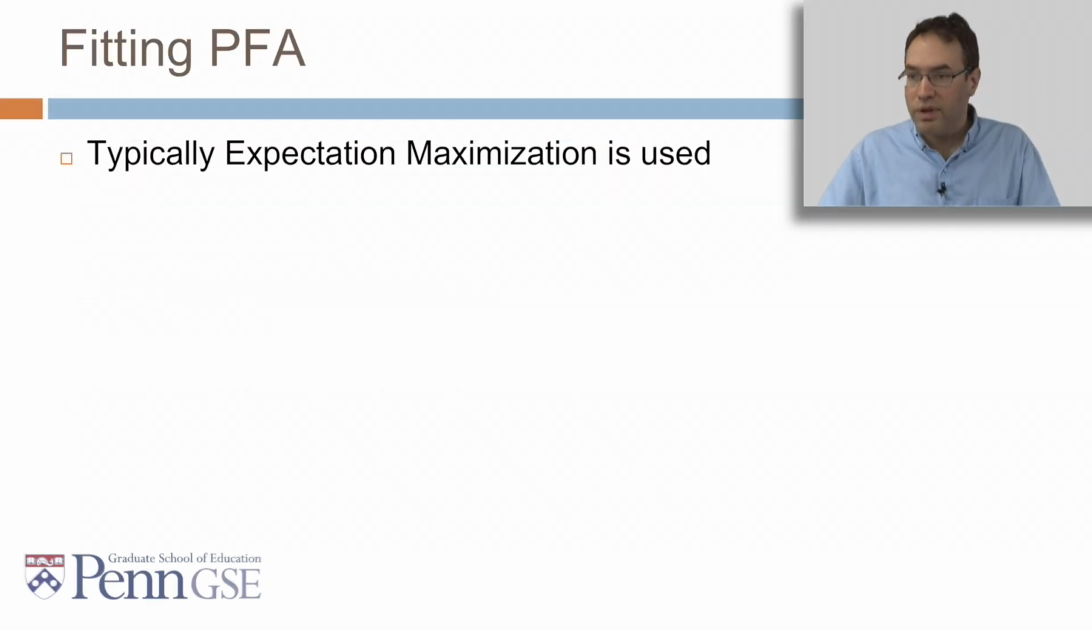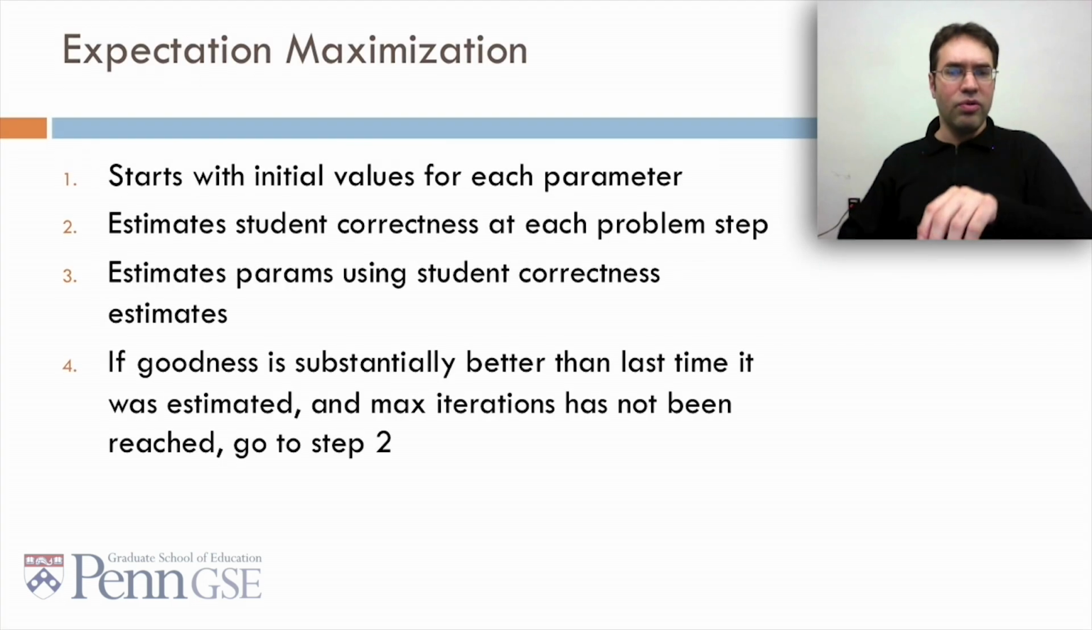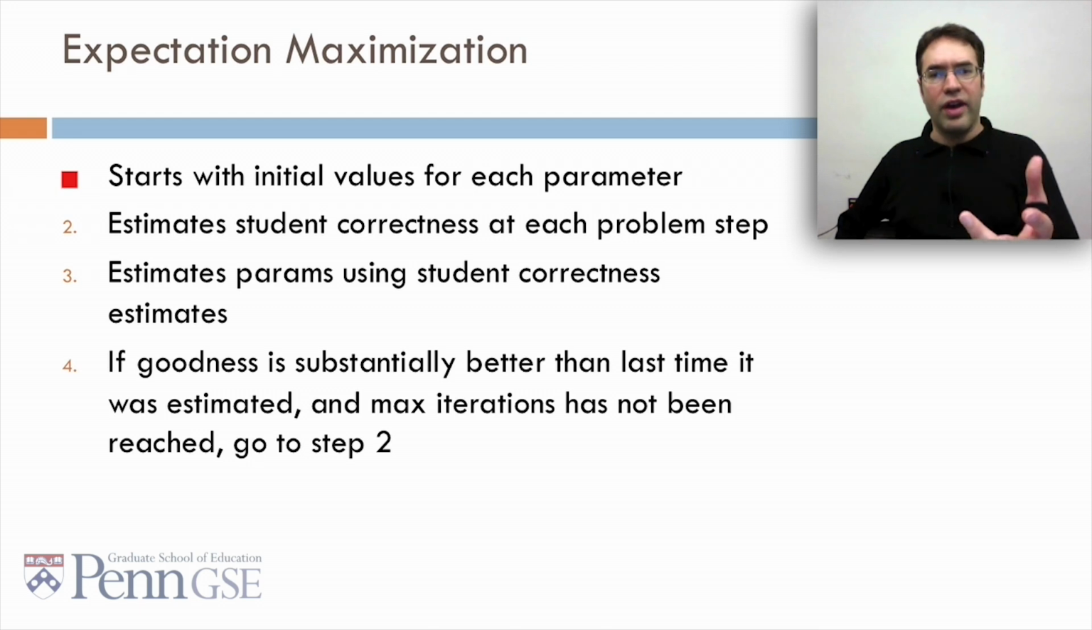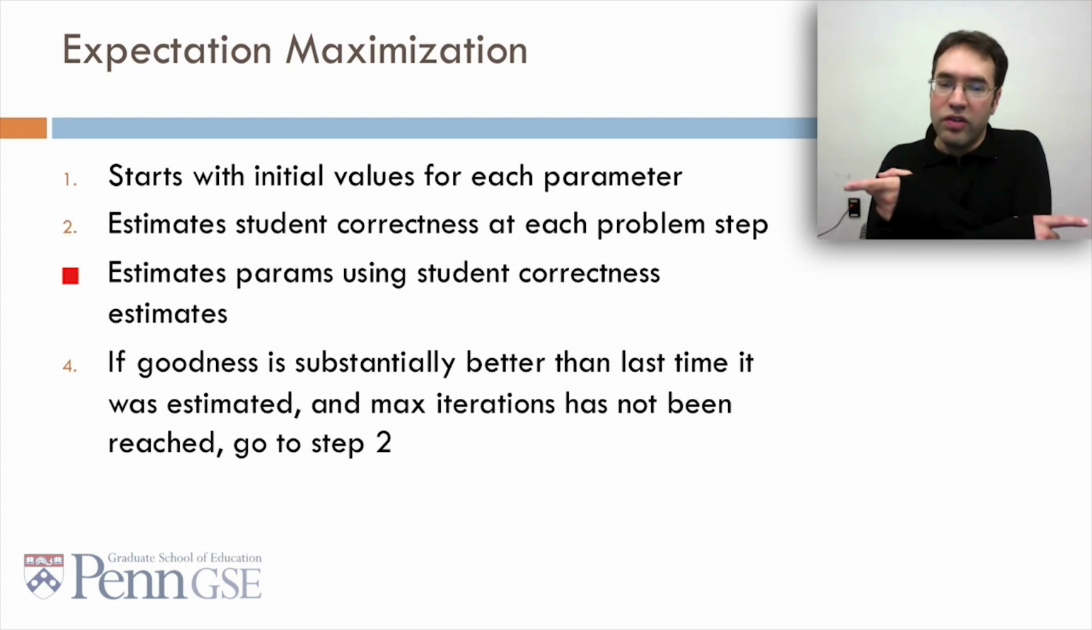So, how do we fit PFA? Unlike BKT, where there are several alternatives that people consider, typically for PFA just expectation maximization is used. It's pretty simple. First, we start with initial values for each parameter, which are typically arbitrary. We then estimate student correctness at each problem step or item based on those values. We then re-estimate the parameters using the student correctness estimate.